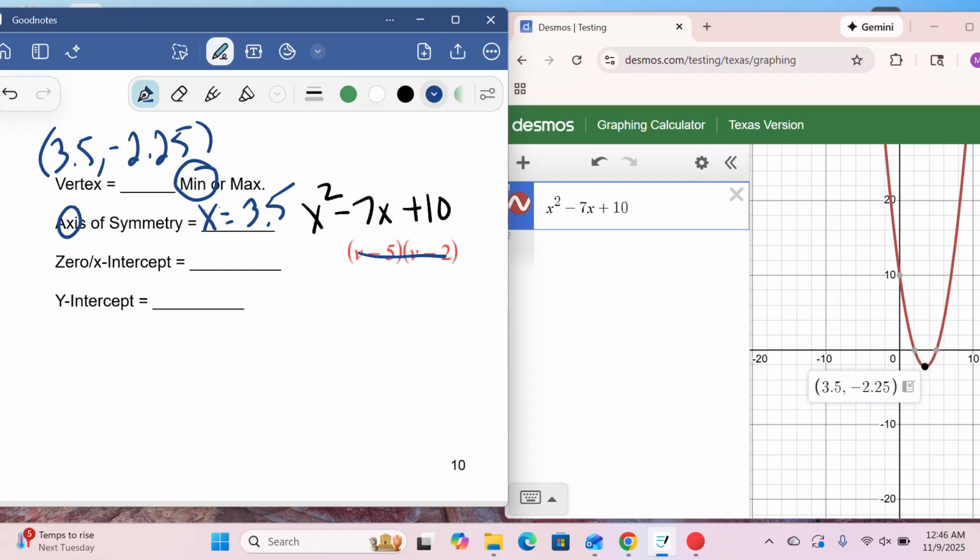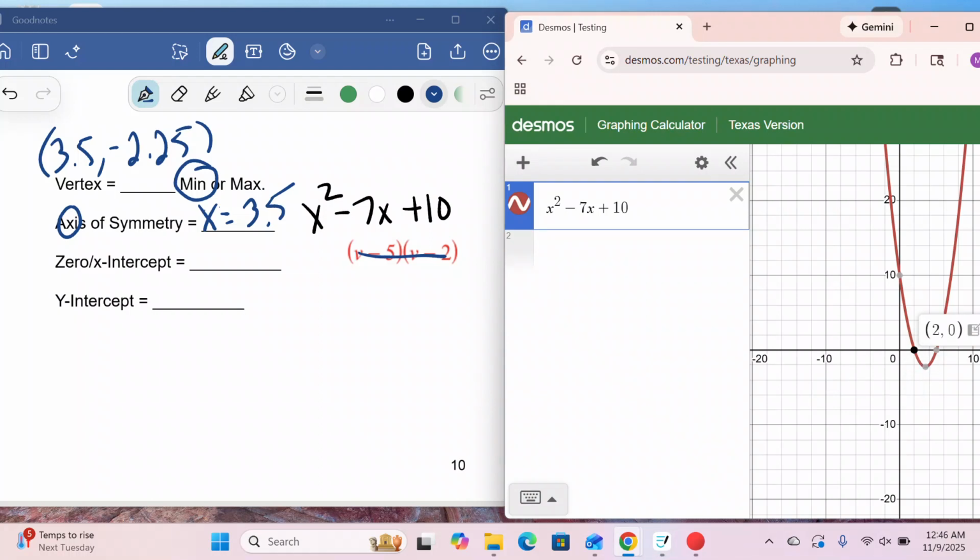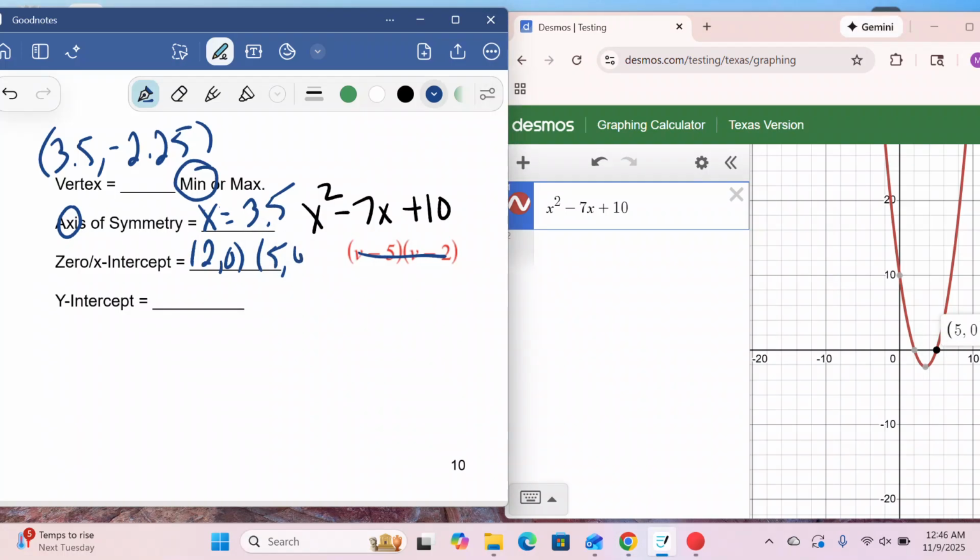If I have my x-intercept or my zero, I'm going to take a look at what my zero is, and I'm going to click on that. I'm going to take away my vertex, and one of my zeros is (2, 0). And my second zero, I'm going to unclick this one, and I'm going to see my next zero, and it is (5, 0). So this quadratic does have two zeros. It's got (5, 0), and it's got (2, 0).